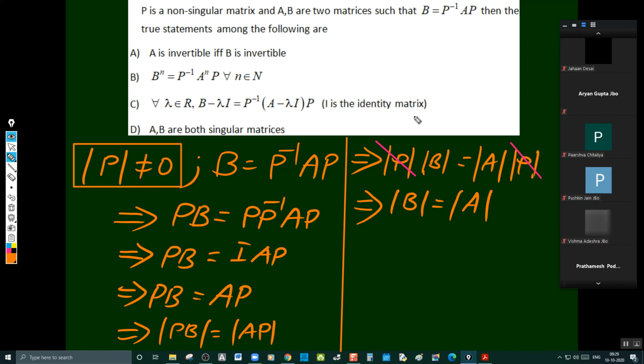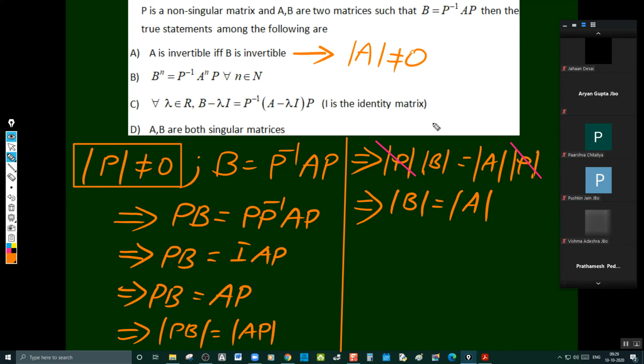Invertible means what should be the condition, please? What should be the condition for inversion? You must have a non-singular matrix, that is, determinant is not equal to 0. Correct. Now, is the first option correct or not? You tell me, please. It's correct.